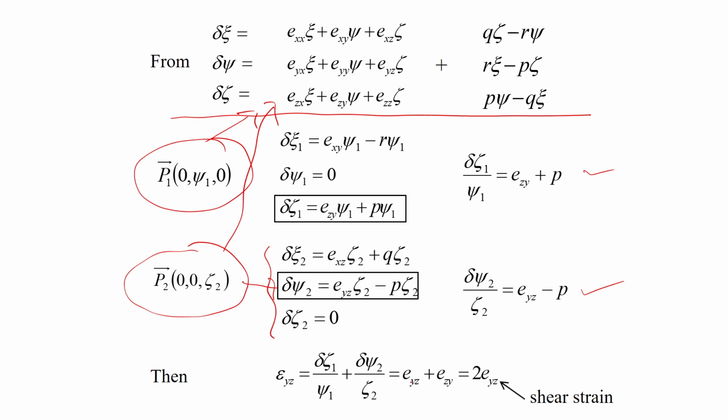This quantity is equal to epsilon yz plus epsilon zy. So, this is equal to this. So, this defines the angle through which these two vectors have rotated, and so this is called the shear strain. So, this shear strain is equal to epsilon yz plus epsilon zy, and they are symmetric, and so this is equal to 2 epsilon yz, and so this epsilon yz is equal to half of this, E yz is half of epsilon yz. So, this is the definition of the shear strain.